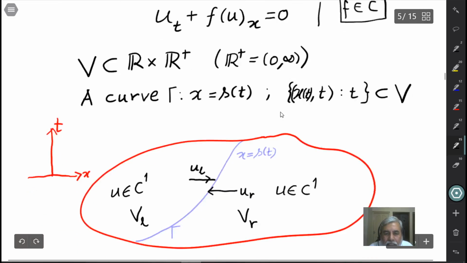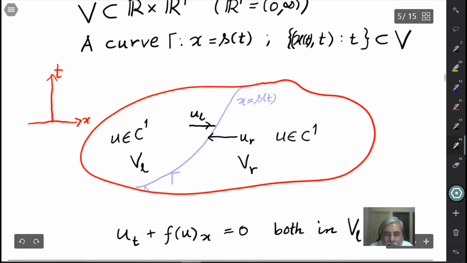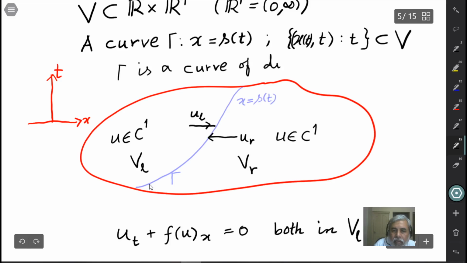Suppose this is our V, and this curve divides this domain into two parts, V L and V R, L for left and R for right, and assume that this weak solution is C1 in both these parts, left and right. Gamma is the curve of discontinuity for the solution.